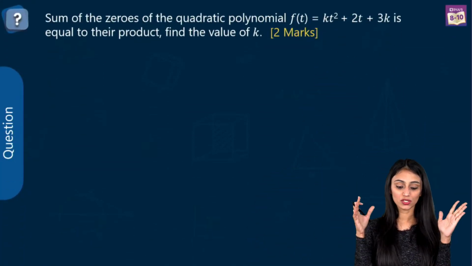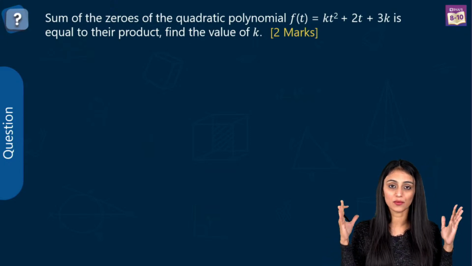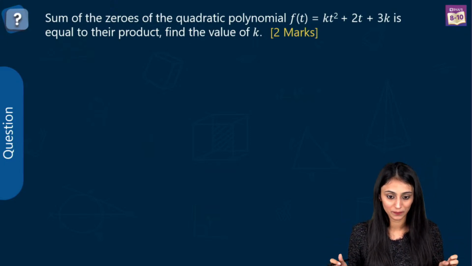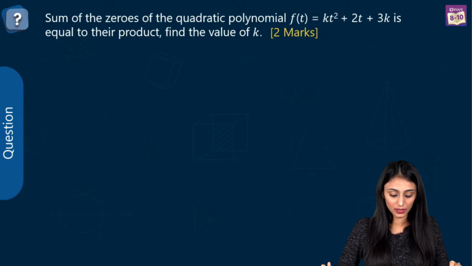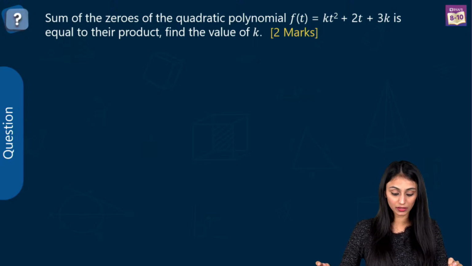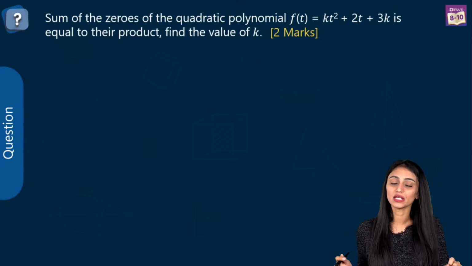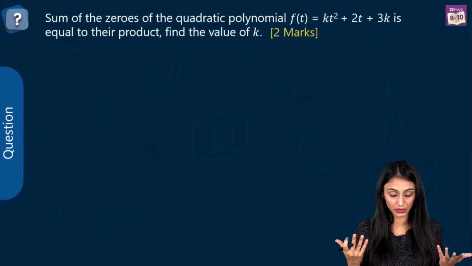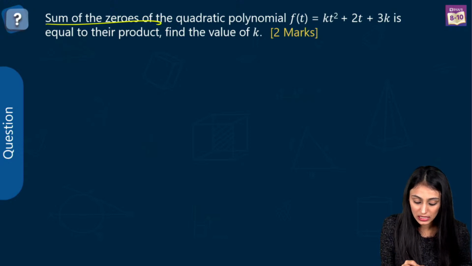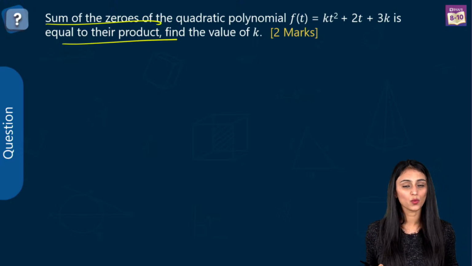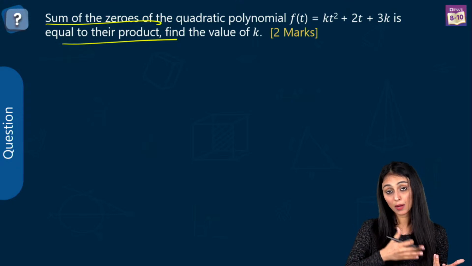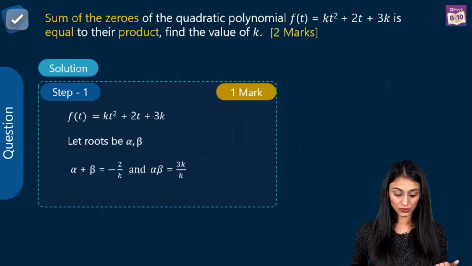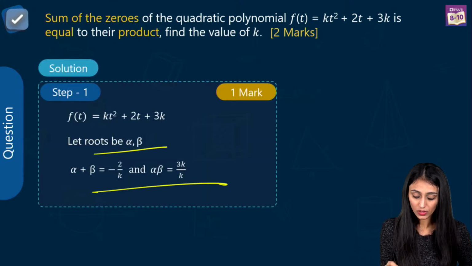So here is the first question. Since we are just going to practice questions, I want each one of you to solve along with me. Alright. Sum of the zeros of the quadratic polynomial kt square plus 2t plus 3k is equal to their product, then find the value of k. So what the question, see, hints are always given in the question, like where to start with. So sum of zeros is equal to the product. What is sum of zeros? Let's suppose zeros are alpha and beta. So sum of zeros is alpha plus beta, product of zeros is alpha beta. They are equal. So writing this step, you get 1 mark for it.